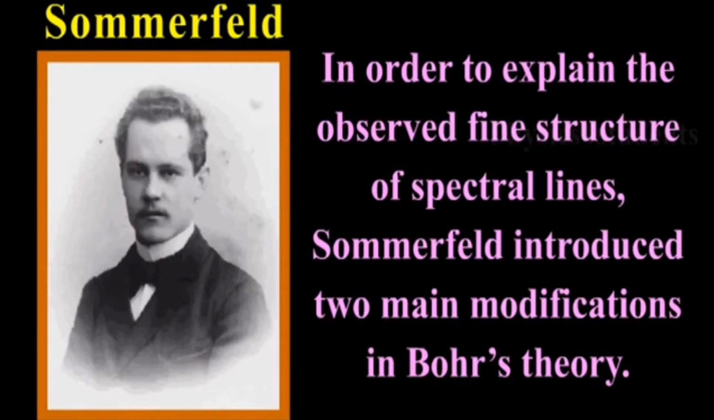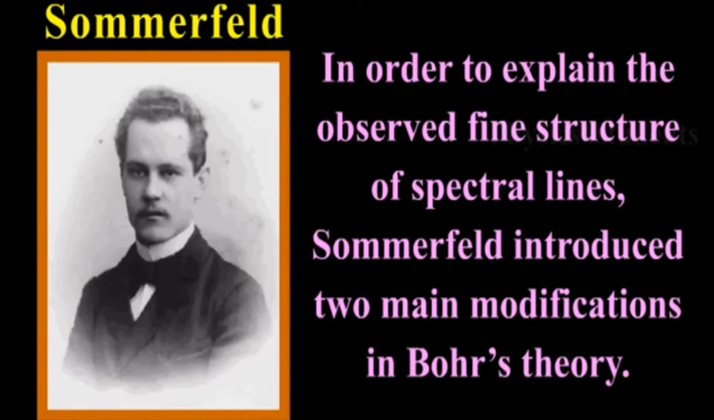Sommerfeld, in order to explain the observed fine spectrum of spectral lines, introduced two main modifications in Bohr's theory. The defects were these: Bohr's theory could explain the structure of only the hydrogen atom or hydrogen-like atoms. Another defect is that Bohr's theory could not explain the Zeeman effect and Stark effect, and it could not explain the fine spectral lines of the hydrogen atom.